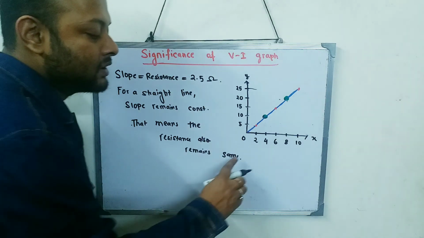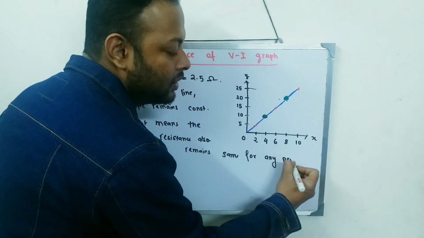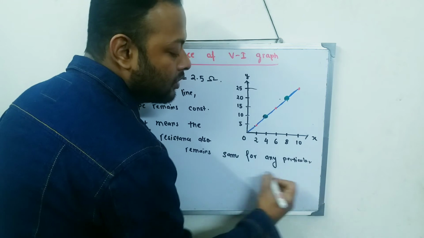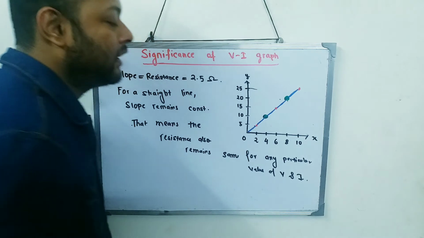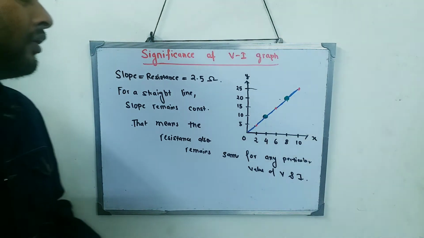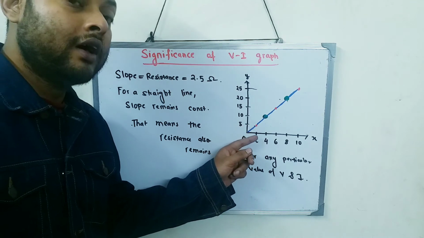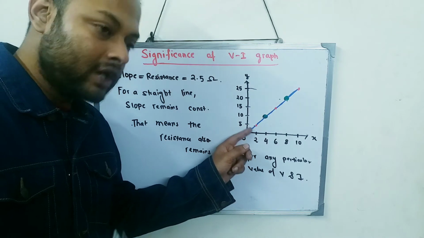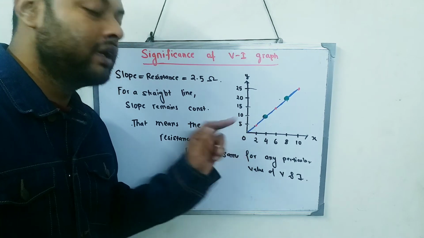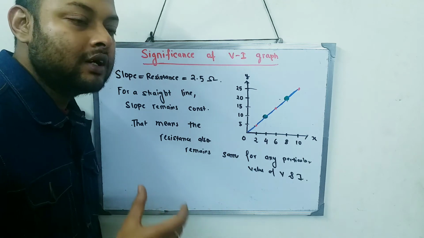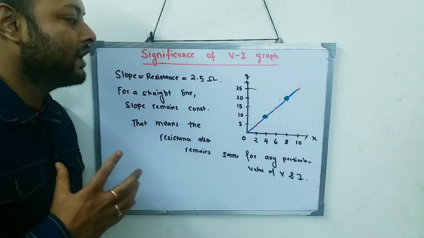So resistance remains the same for any particular value of V and I. If I take any value of V, I take its corresponding I, not any I. So V and its corresponding I, the ratio remains the same. I hope you understood the significance of the VI graph.